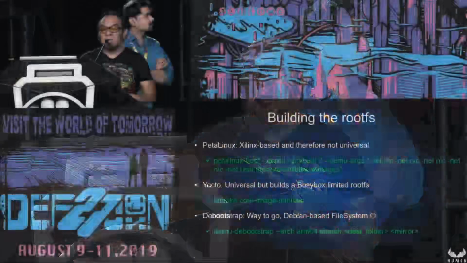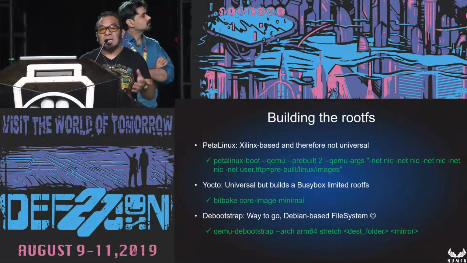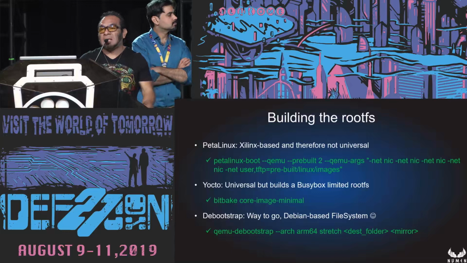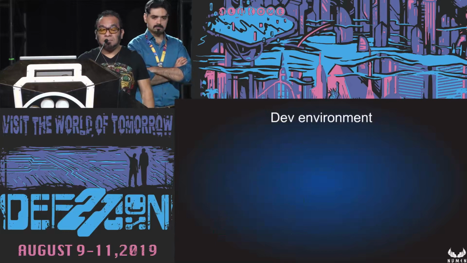So we ended up choosing debootstrap. debootstrap allows you to have a rootfs, in this case ARM64, Debian-based flavor. So you have apt-get, you can download all the libraries. So it was the way for us to go, very recommended instead of the previous one.